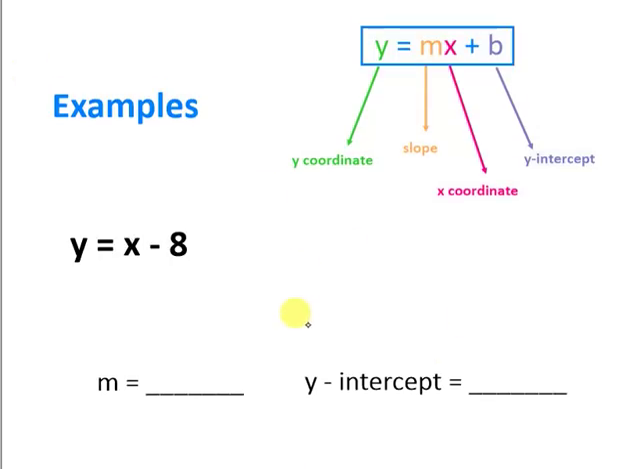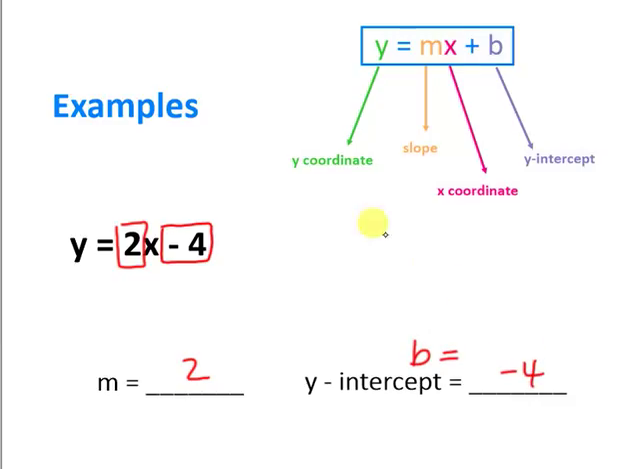Okay, let's take a look at the next one. Here, there's nothing in front of the x, and so we know that the invisible number in front of the x is always 1. So our slope is 1. And this time, our y-intercept, our b equals, it's a negative number, so it's negative 8. All right, now our slope this time is going to be 2. So m is 2, and our y-intercept here is going to be negative 4. So b equals negative 4.